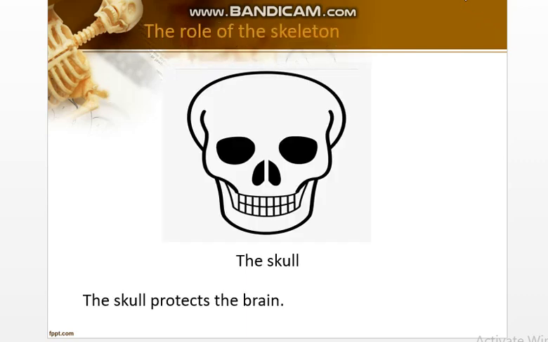Now here are some bones that you have to know their shape. The first one is this one. It's your skull. The skull is a bone that protects the brain. This is very important. The skull protects the brain.